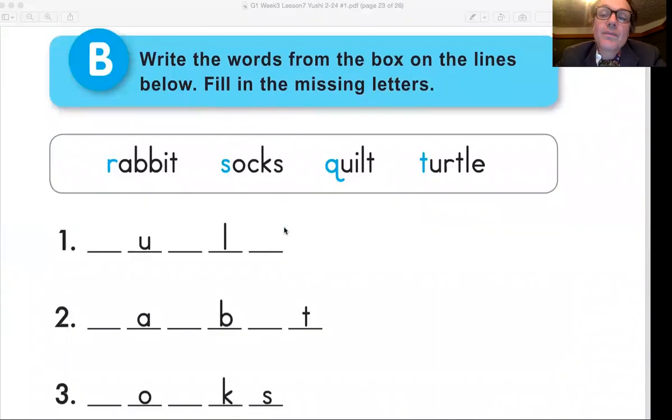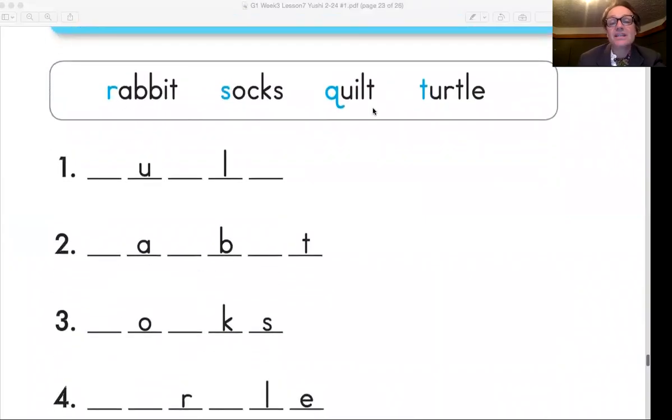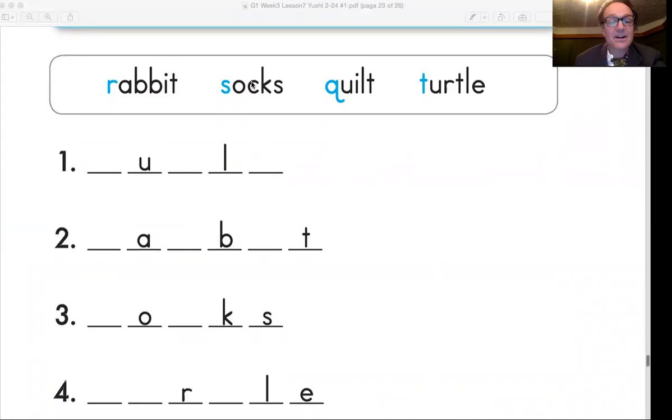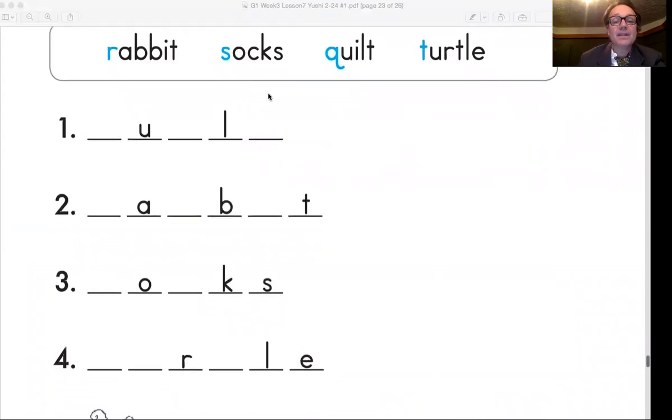Write the words from the box on the lines below and fill in the missing letters. Why don't you pause this and just take these words and figure out how to write them in. There are a lot of hints here, aren't there? So I'll just stop and then I'll give you the right answer. Go ahead and pause.